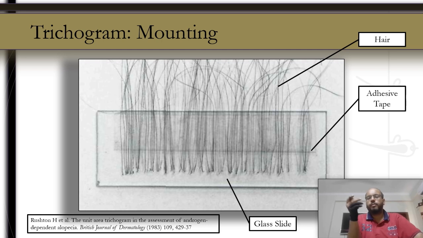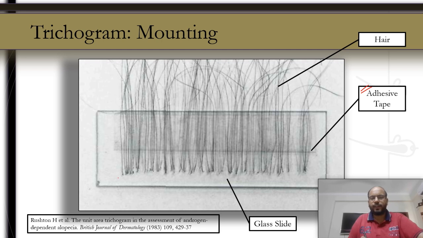Now this is how you mount a trichogram. You pluck all the hair, you put them parallelly, you put an adhesive tape so that the hair shafts don't get blown away by air or dislodged while you are mounting. You put the hair shafts on an adhesive tape, you put the tape on a glass slide and then cover it with a cover slip. So that is how you're supposed to mount it properly.